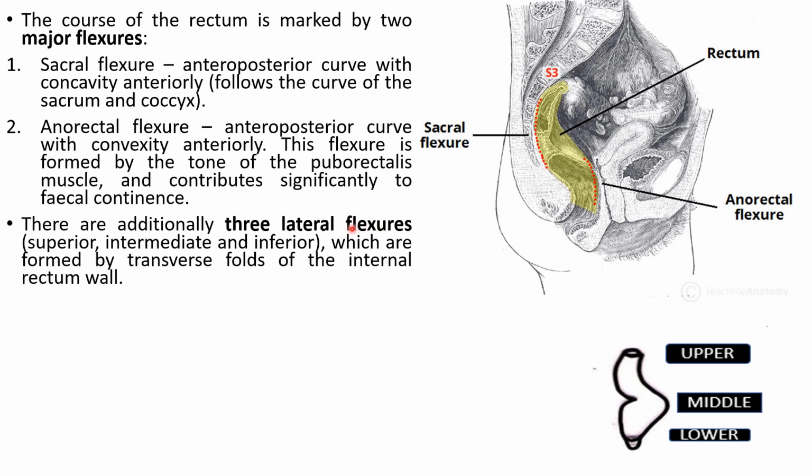Additionally, there are three lateral flexures. They are superior, intermediate and inferior. They are formed by transverse folds of the internal rectal wall. Here you can see the upper lateral flexure or superior lateral flexure, the middle lateral flexure or intermediate lateral flexure and the lower flexure or inferior flexure, formed by folds of the internal rectal wall.